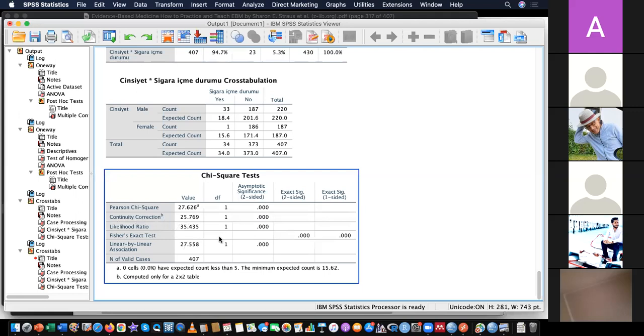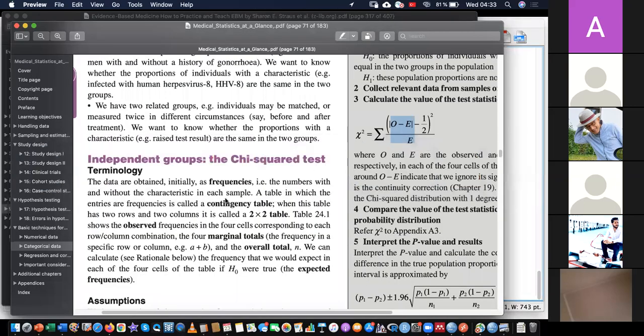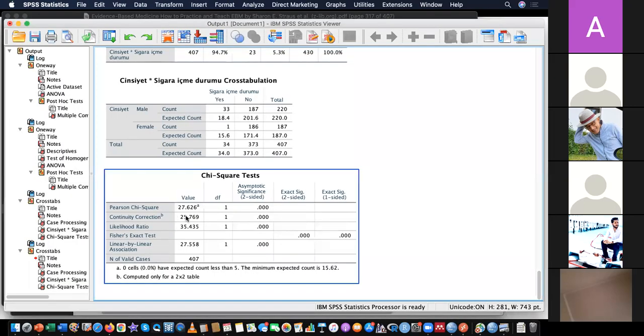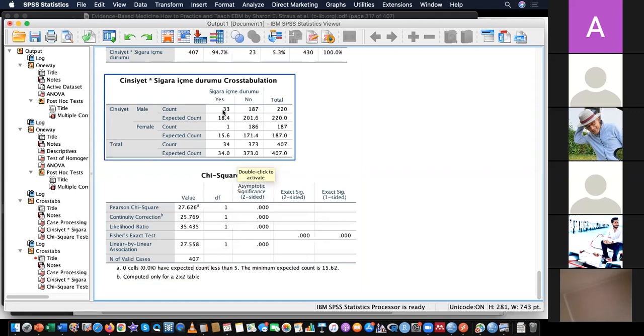Okay, so this is how they calculate the chi-square value. After calculating the chi-square value, since we know the probability distribution formula for the chi-square distribution, the theoretical distribution, we compare our value with this theoretical distribution and we find a p-value. In this case, the p-value is significant. We had an opinion that it would be significant because the observed and expected values are very much different from each other.